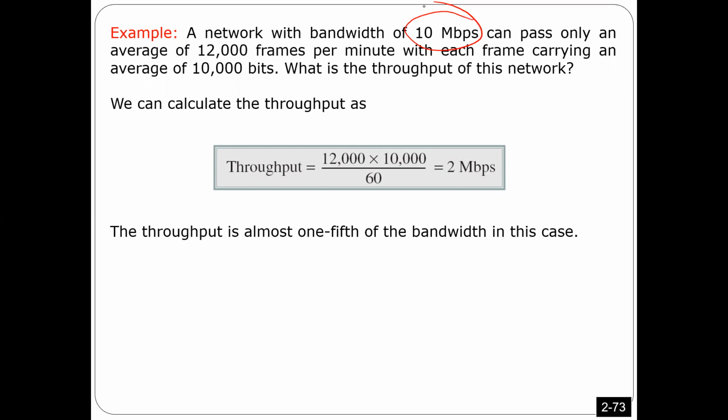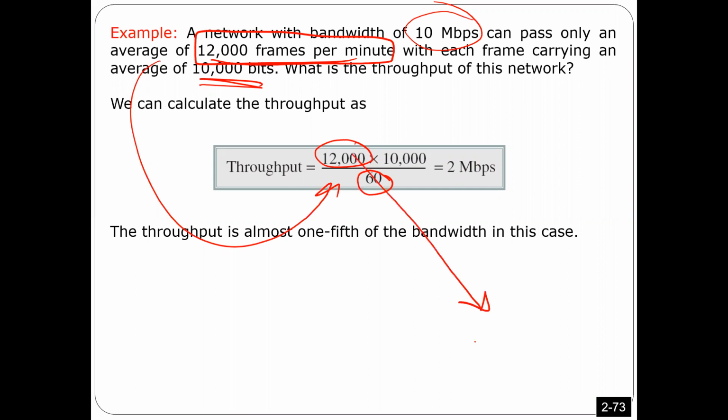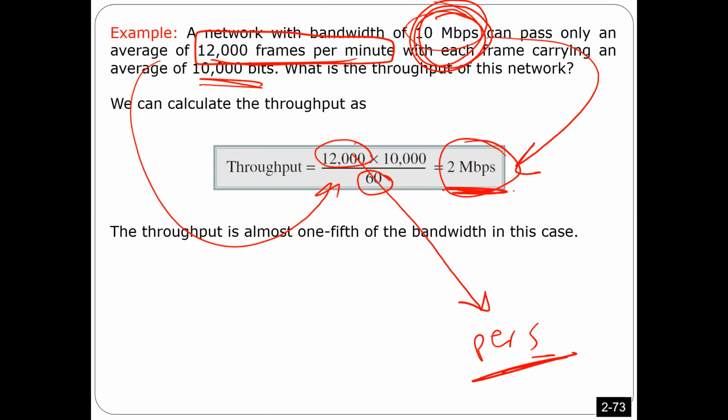So in this example, I'm going to transmit 12,000 frames per minute. This is the number of frames I'm going to transmit. Every frame is 10,000 bits. If I do the calculation, we have 12,000 frames per minute. In order to convert to seconds, I'm going to divide it by 60. This gives the number of frames per second. Every frame has 10,000 bits. So in total, we're going to have 2 megabits per second. That's what I get in this scenario. So although the bandwidth is 10, what I'm actually going to get is only 2 megabits per second.